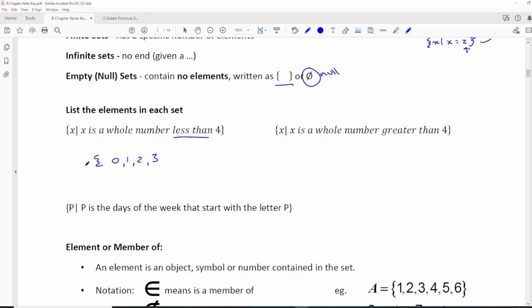Is there an end? Does it keep going to the left? No, because then we'd be going into the integer stream. So the only numbers that are whole that are less than 4 are 0, 1, 2, 3. What about this one? This is the set of x such that x is a whole number greater than 4. Can you pause the video? Can you figure out what this set would look like?